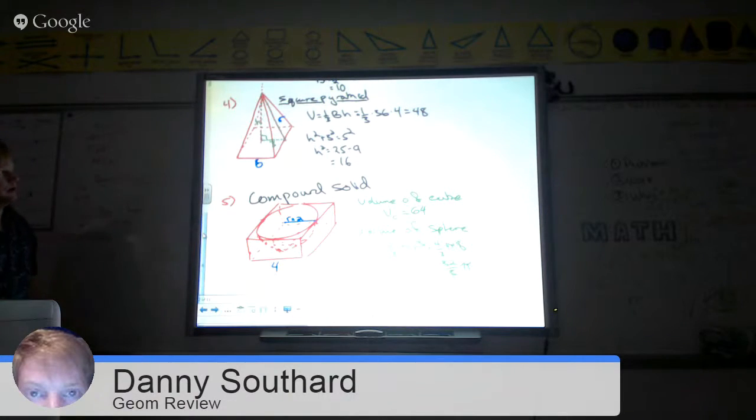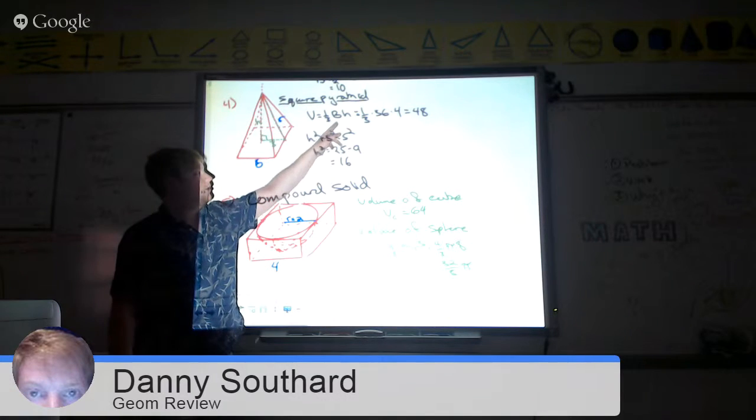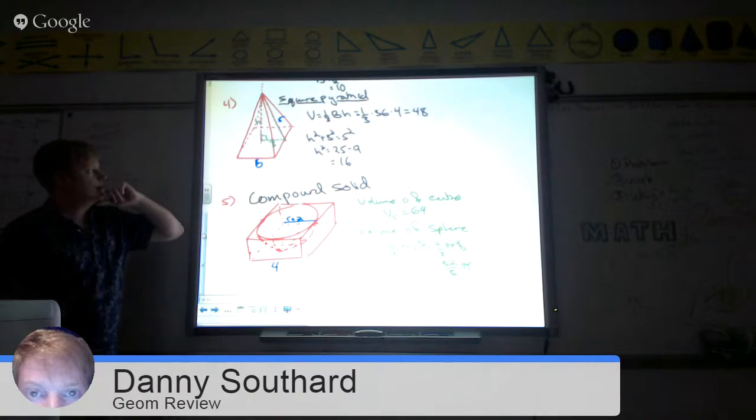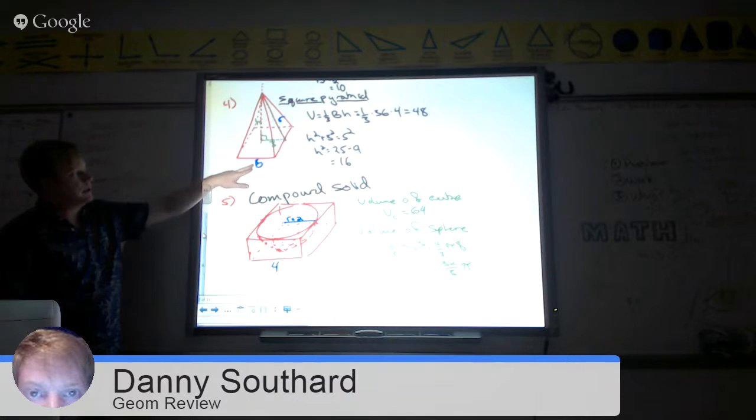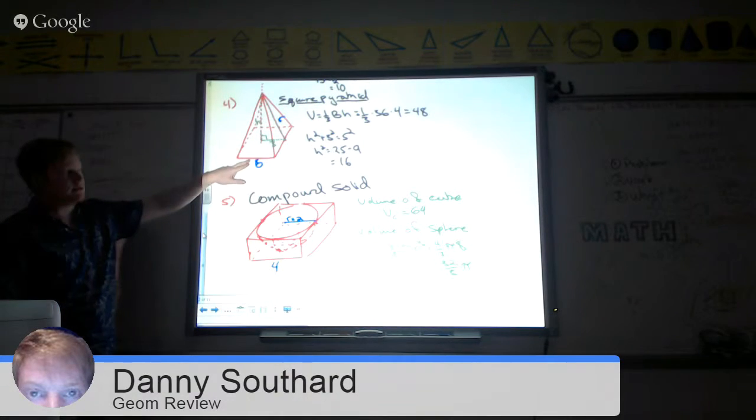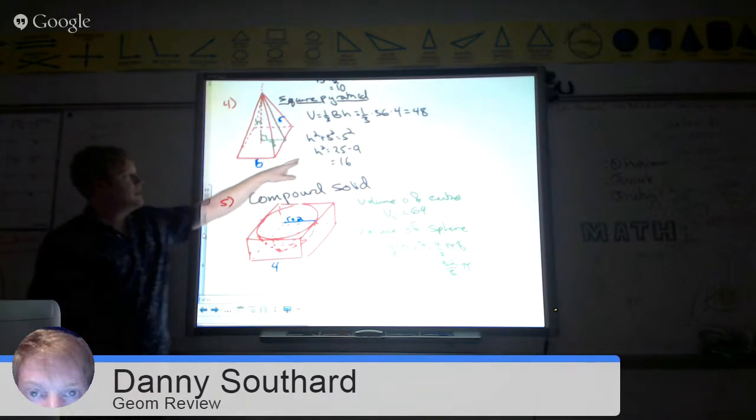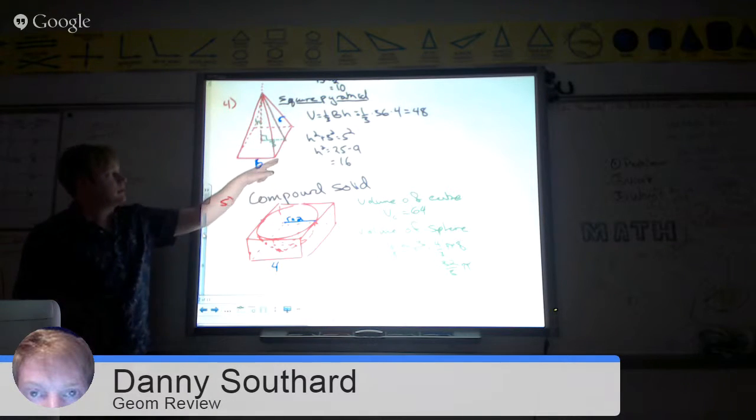So here's a square pyramid. The volume is again 1/3 the area of the base times the height. So I had to find the area of the base. Since it's a square, the area of the base is just 6 times 6, which is 36.